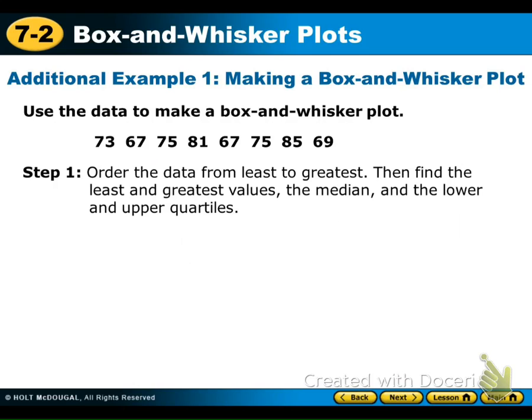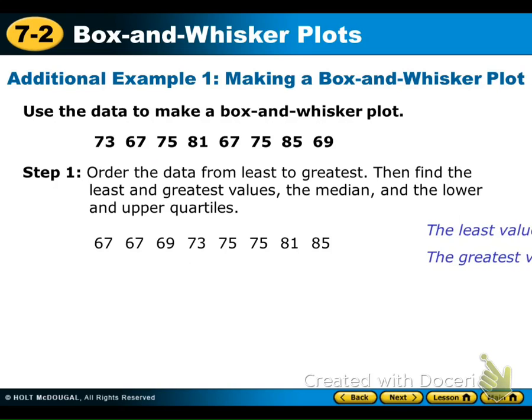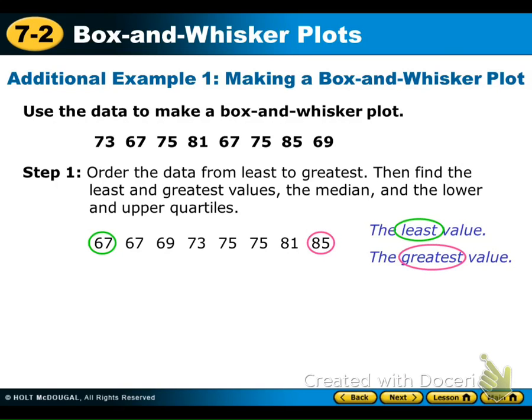Order the data from least to greatest. So let's do that first. 67, 67, 69, 73, 75, 75, 81, and 85. Now we have to separate this into quartiles. The least value is 67. The greatest value is 85. So a good way to do that is, not that you have to do this, but to use different colors on the 67 and the 85.